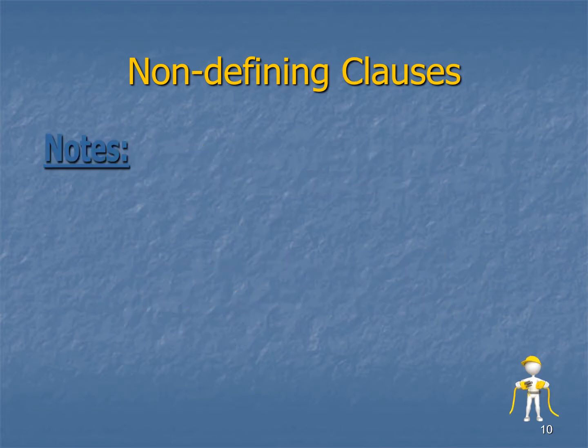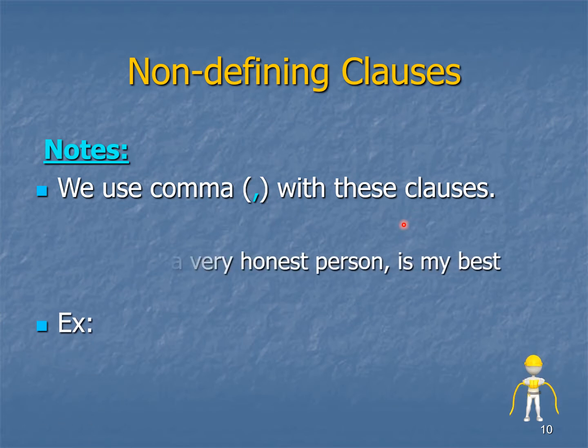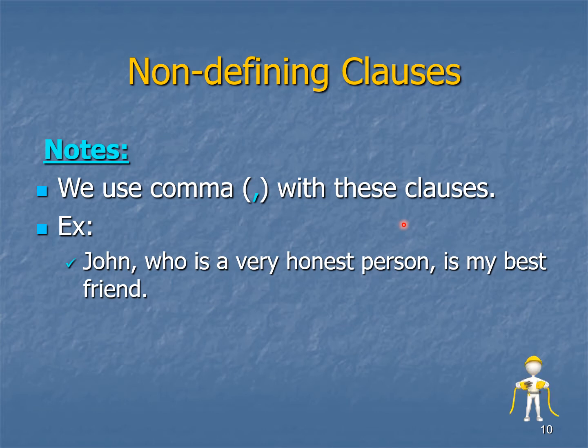Please note that we use comma. All right, we use comma with these clauses. Example: John, who is a very honest person, is my best friend. So you can see this one, which I use comma. So the non-defining relative clauses stay between the commas in here. You see, between the commas. Mean it is not important. So you can recognize it by using comma.